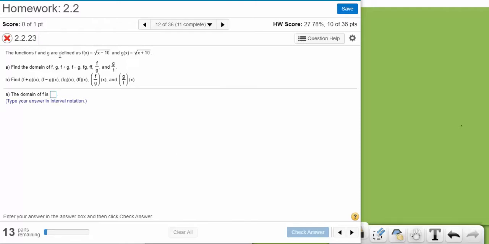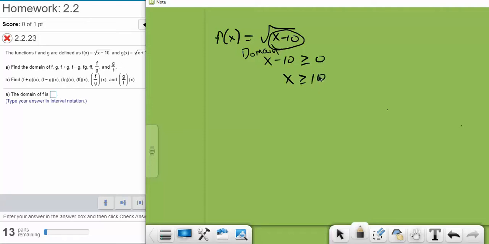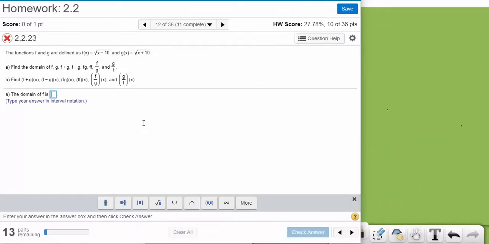2.2.23, the functions f and g are defined as follows: f of x is the square root of x minus 10 and g of x is the square root of x plus 10. Find the domain of f. So again, if we have a radical expression, it is only defined where the radicand, the number inside, has to be greater than or equal to 0. Okay, so if I think about the number line, you just go to wherever 10 is and shade to the right. So it'll be from 10 to infinity.